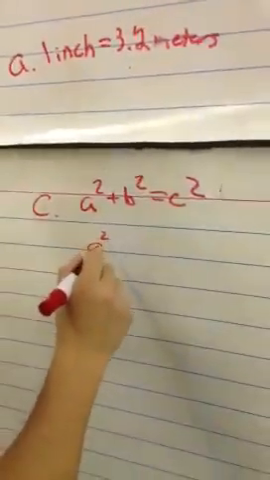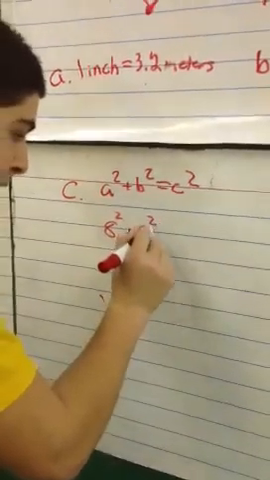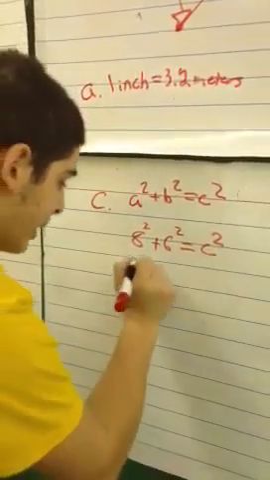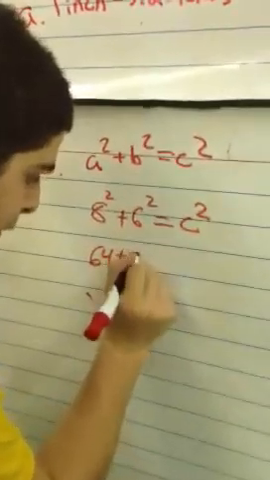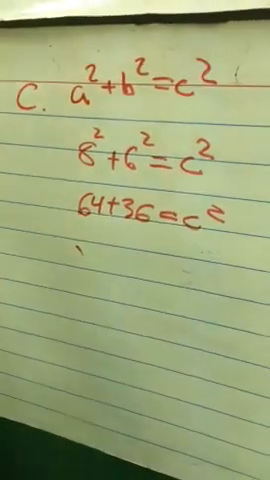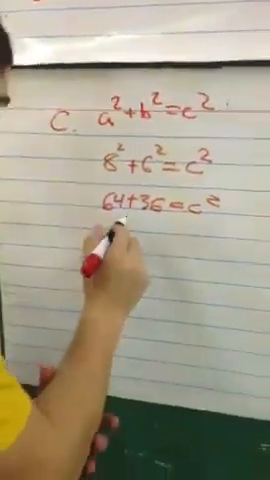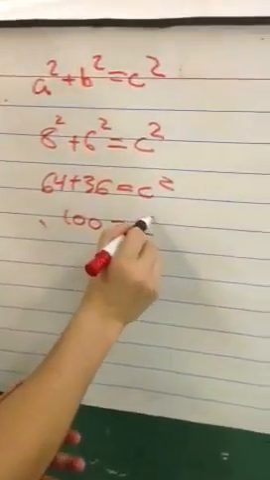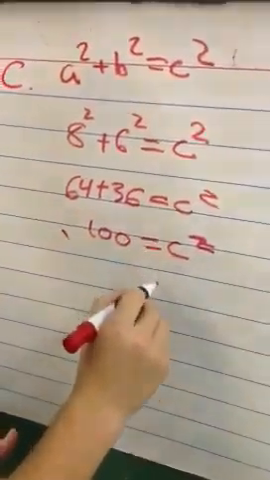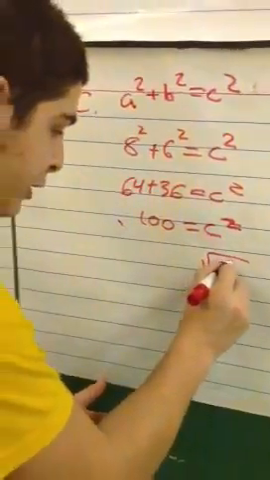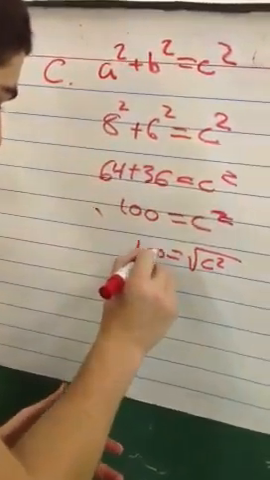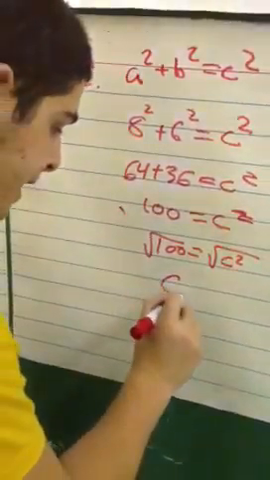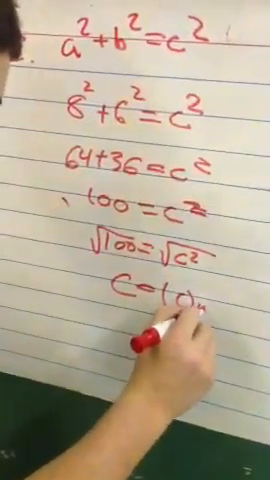So you would plug in for those numbers. 8 meters squared plus 6 meters squared gives you c squared. You get 64 plus 36 is equal to c squared. Then you add these together, you get 100 is equal to c squared. You find the square root of each of these values. And you should have c is equal to 10 meters. And that is that.